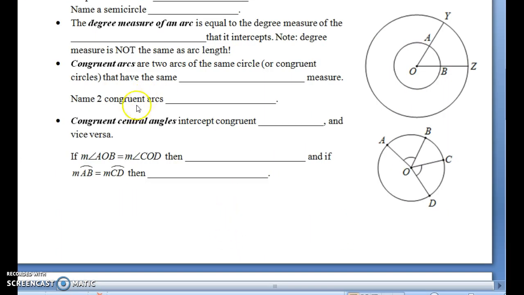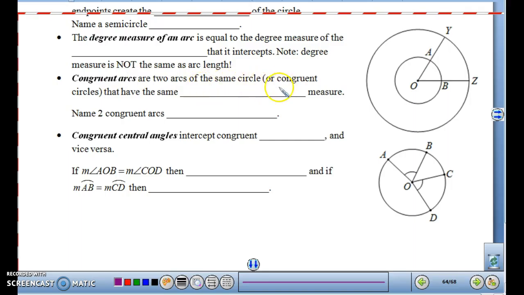Okay, so congruent arcs are two arcs of the same circle or congruent circles that have the same central angle measure. Basically, two arcs that intercept the same central angle. Okay, so if I look at these two circles right here, obviously these two circles are not congruent because one is smaller than the other. However, they have a congruent arc because they intercept the same congruent angle.